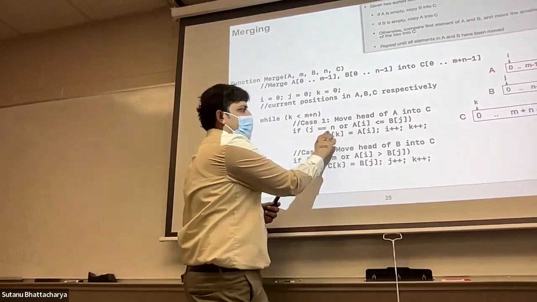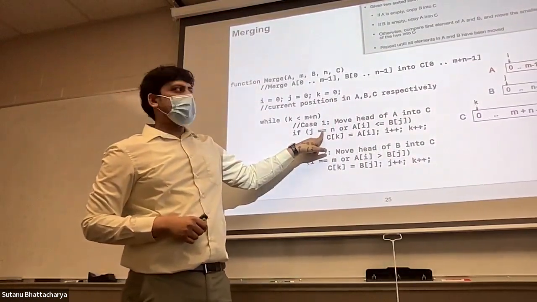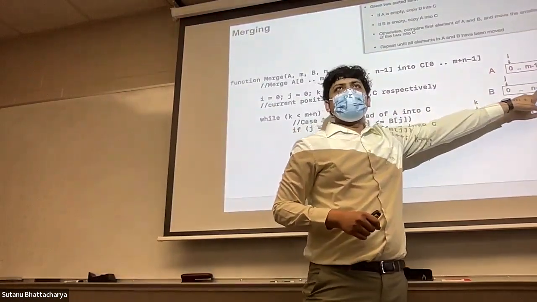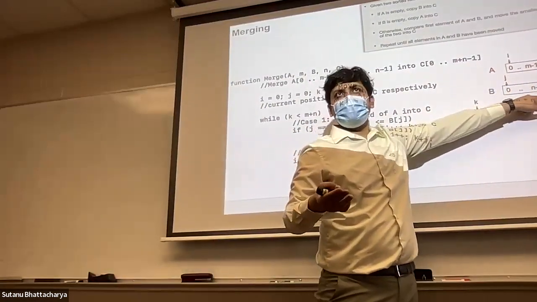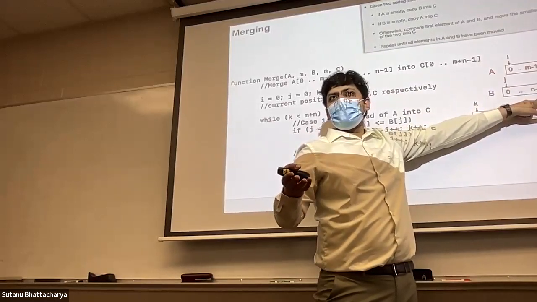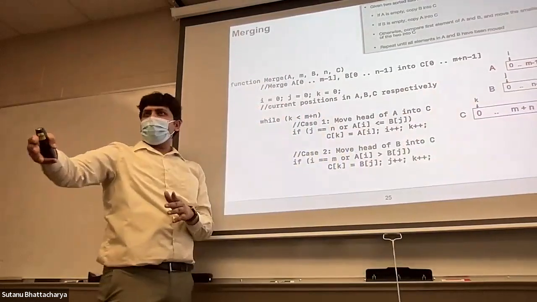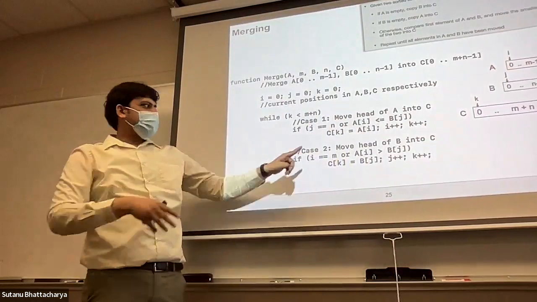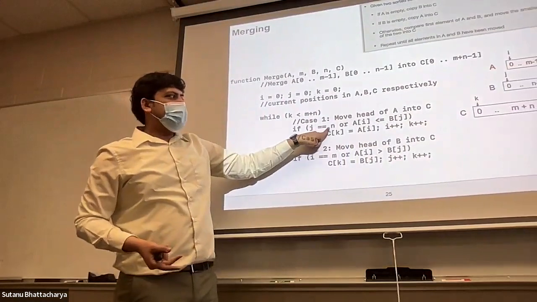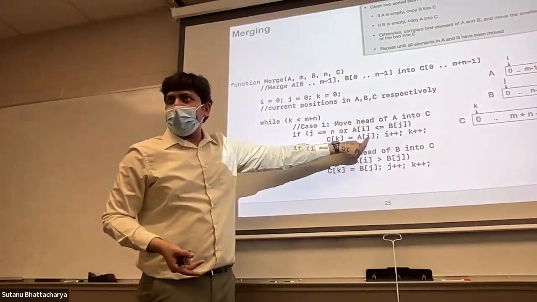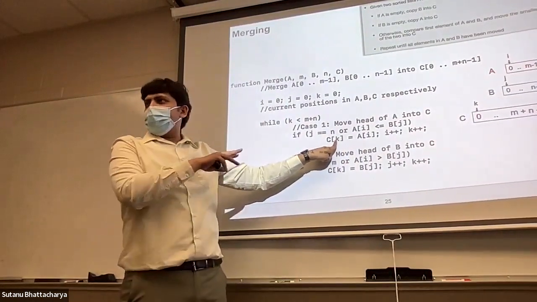So when J equals N, what does that mean? When J equals N, the index is the same as the size, that means B is empty. When J becomes N, that means B is empty. You have traversed all elements already. So B is empty, no more elements left in array B. So if B is empty, copy every element of A to C, right? Did you get this point?